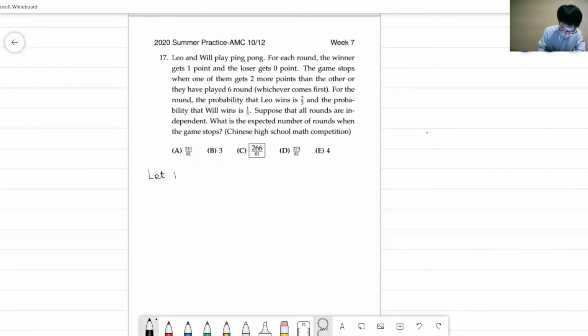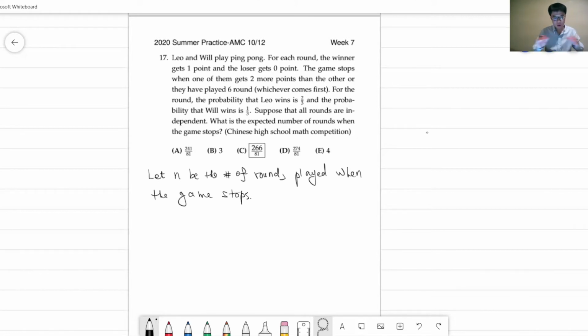So let n be the number of rounds played when the game stops. Okay. That means the total number of points for these two players equals n. Each time one person gets 1 point, the other gets 0. Okay.